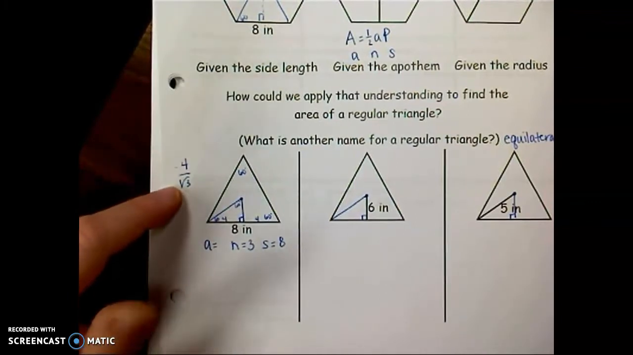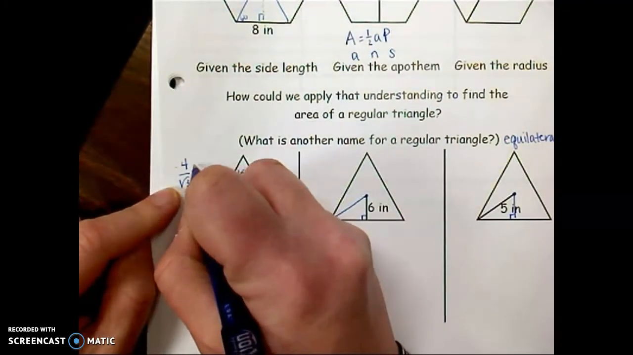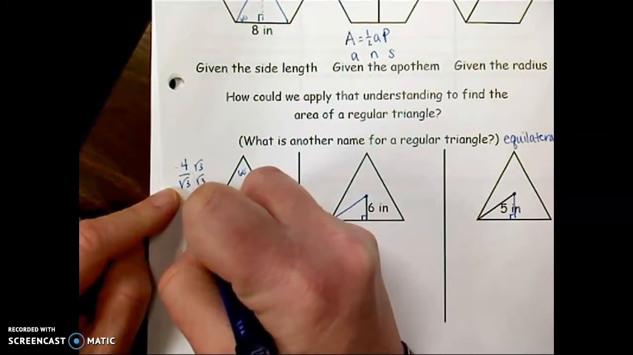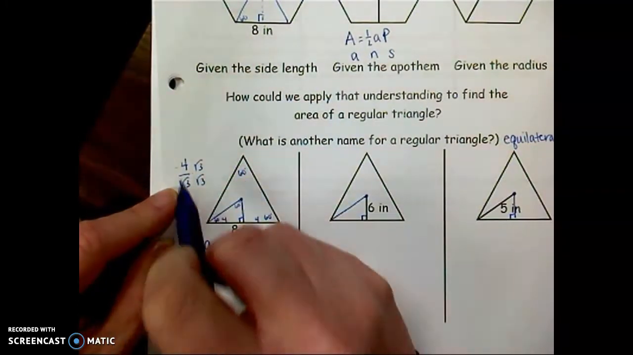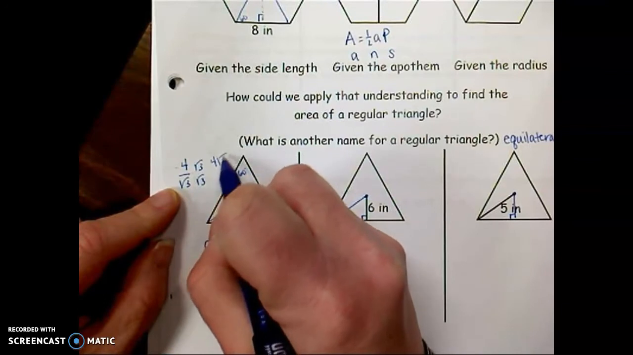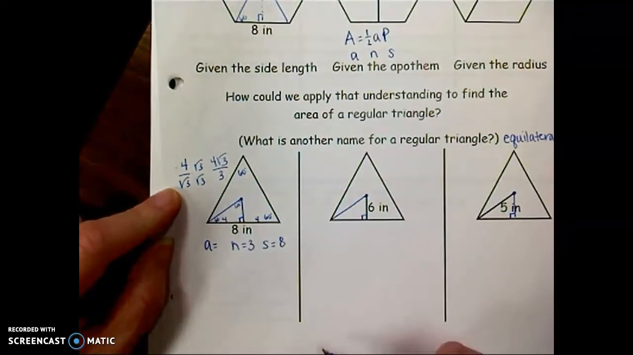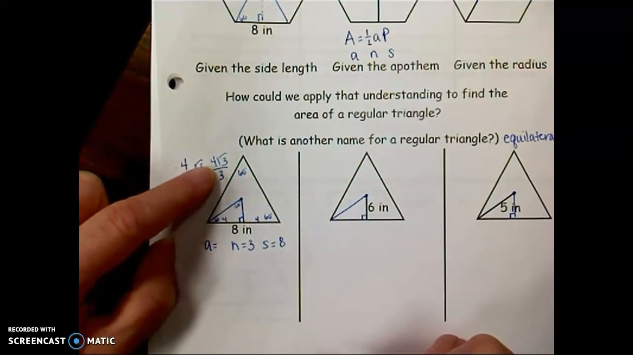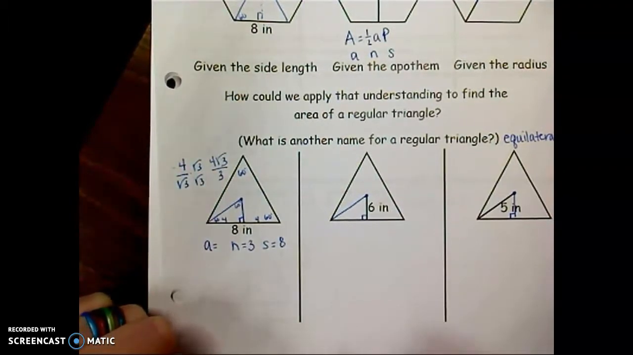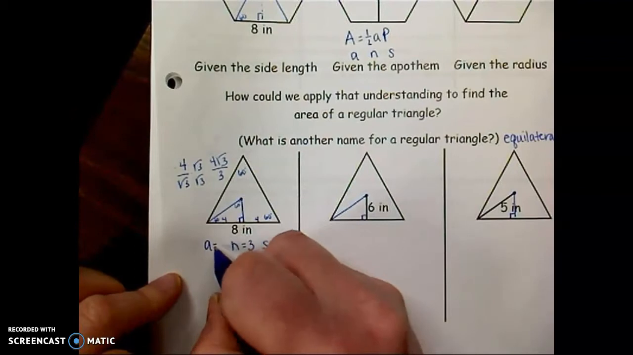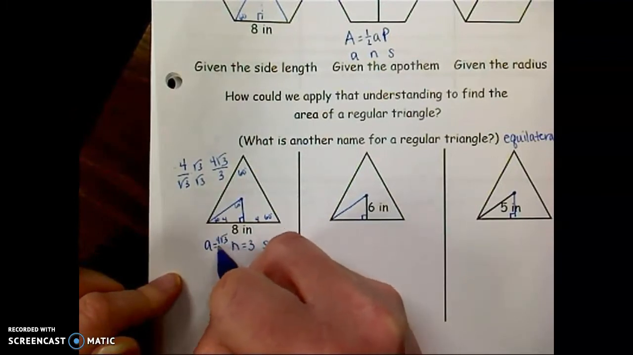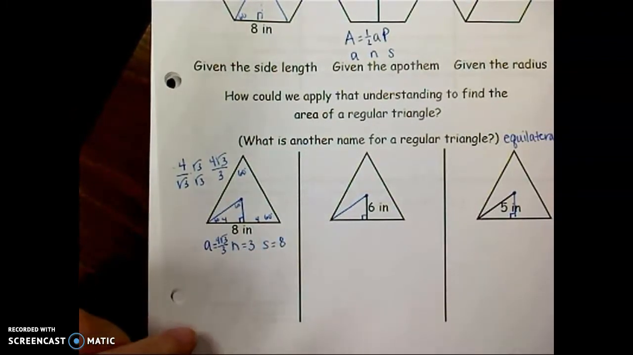So remember, we have to rationalize that denominator. So we're going to multiply the numerator and denominator by the square root of 3. So we get 4 square roots of 3 over the square root of 9, which is simply 3. Now, if these numbers outside simplified, you would want to be sure to do that, but they do not. So our apothem is 4 square roots of 3 over 3.